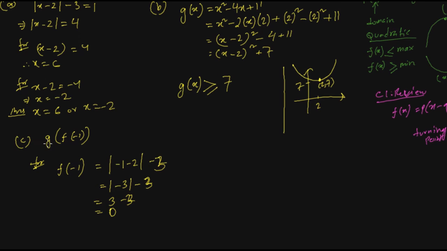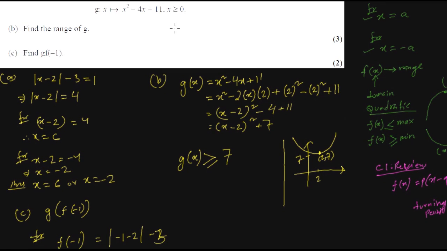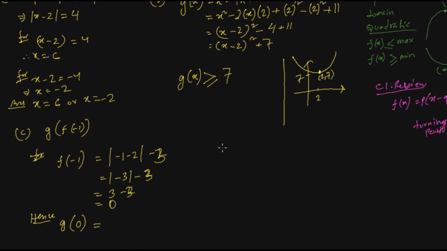So we have to find the value of g of f(minus 1). Hence, it would be g of f(minus 1). f(minus 1) is 0. So g of 0. And the expression is x squared minus 4x plus 11. So for 0, it will be only 11. So it will be 0 squared minus 4 times 0 plus 11 equals 11. So g of f(minus 1) is g of 0, which is 11.